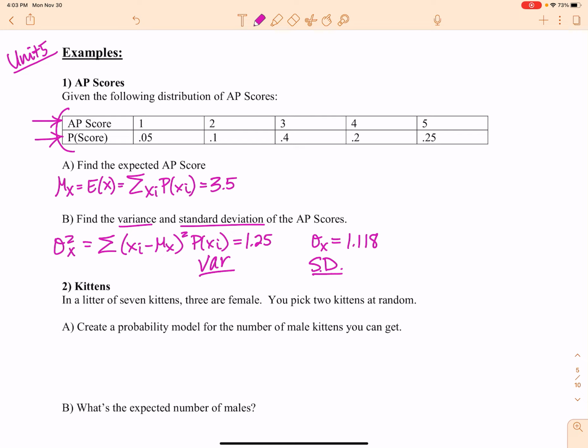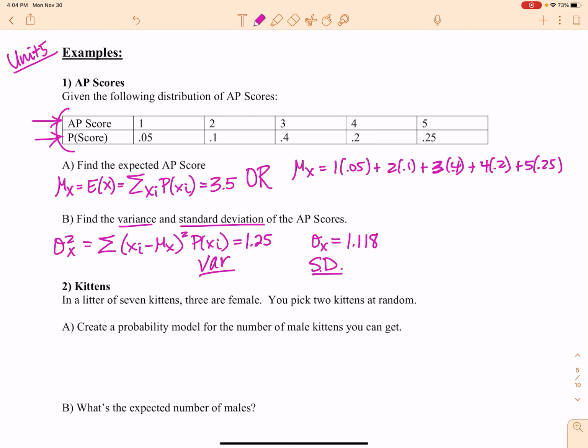Okay, so the expected value, of course, you could find by hand. So you could do it this way if you wanted. So your expected value would be 1 times 0.05 plus 2 times 0.1 plus 3 times 0.4. I didn't mean to put a decimal right there. Plus 4 times 0.2 plus 5 times 0.25. And it is totally up to you how you want to do this. If you want to do it by hand, great. If you want to use Statlet, great. If you want to use your graphing calculator, that's great too. All right, so that's example 1.